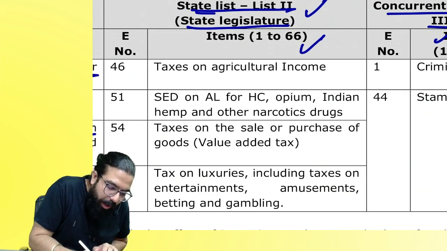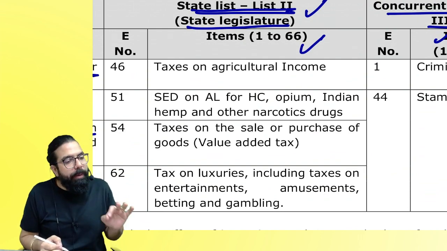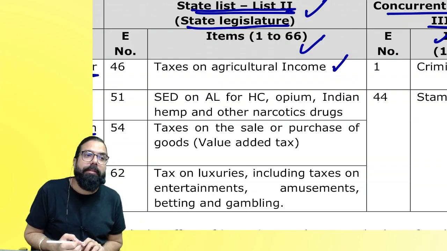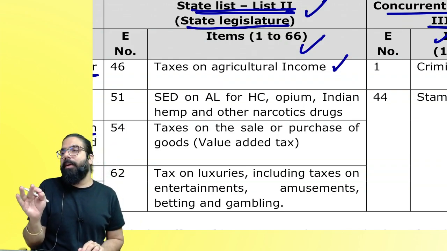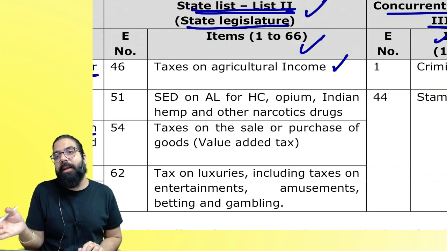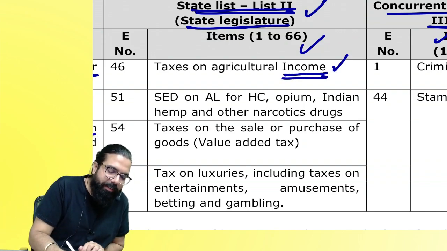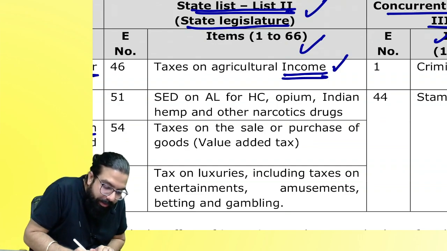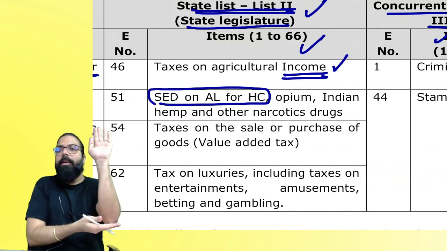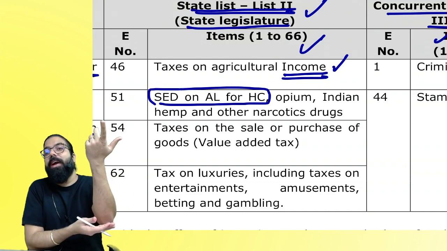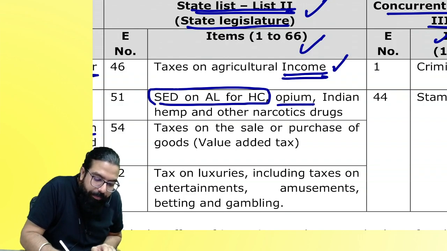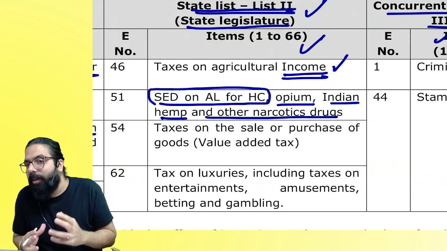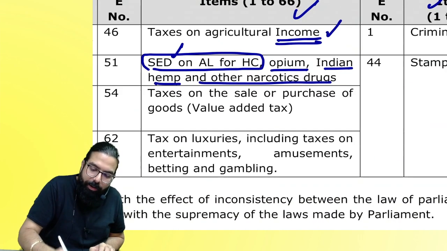Now, the next one is list number 2. Who will make the law relating to list number 2? State government. Income taxes on agricultural income. If any tax has to be levied on agricultural income, that is income tax on agriculture, who can charge? State government. State excise duty on alcoholic liquor for human consumption, who can charge? State government. Opium, Indian hemp, narcotics, all these drugs, etc., who can go ahead and charge? State government can charge state excise duty.